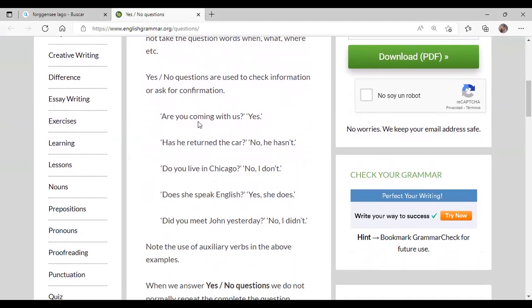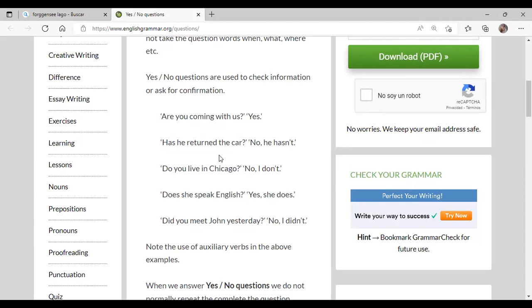For example, are you coming with us? This question is in present continuous. We also have, do you live in Chicago? This question is in present simple. Does she speak English? Yes, she does. This question is also in present simple. Did you meet John yesterday? This question is in past simple.